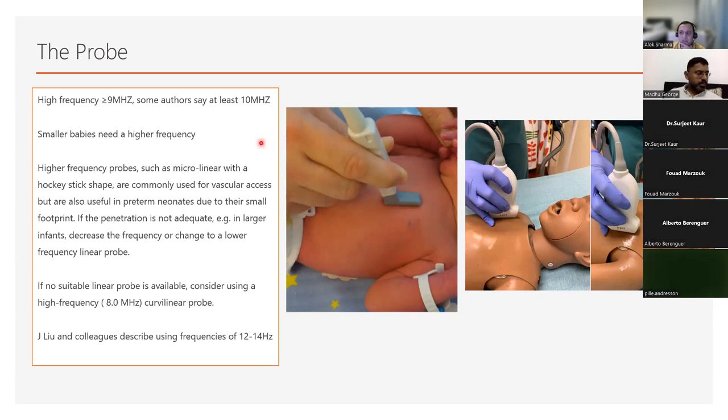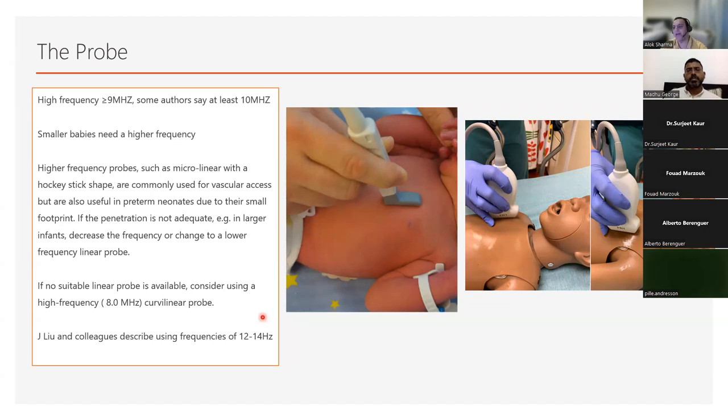What is important from our perspective is that when you have your probe in your machine, there are two ways to scan. One way is to scan neat by selecting your probe, which could either be a hockey stick or a linear probe, and we'll talk about that. But more importantly, from our perspective, is selecting a preset frequency. What I'd normally do is, if I have a baby under 32 weeks, under 1500 grams, I tend to default to starting with a frequency of 12, and then adjusting the frequency to optimize my image better.